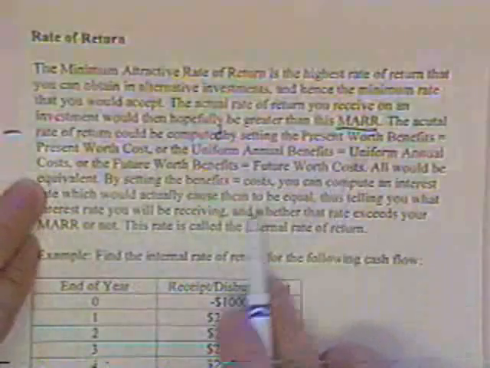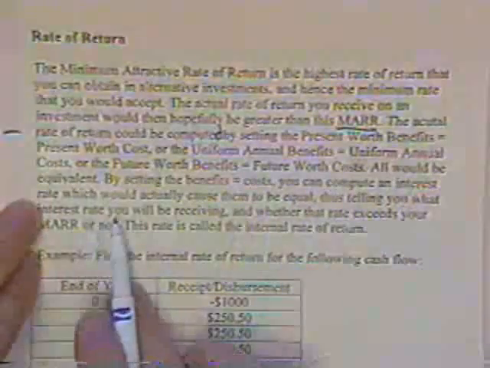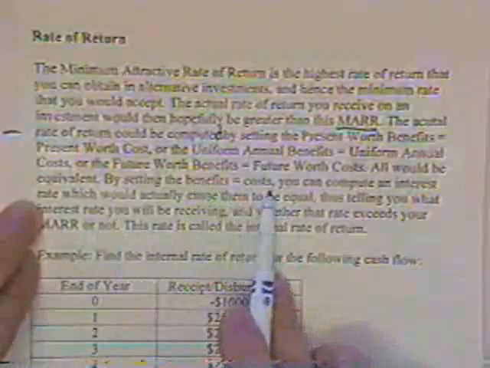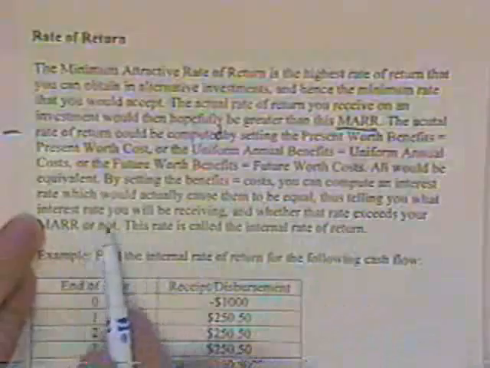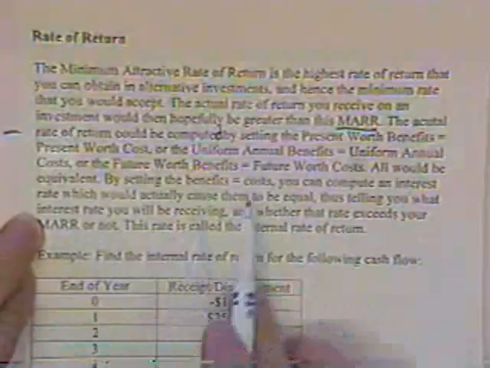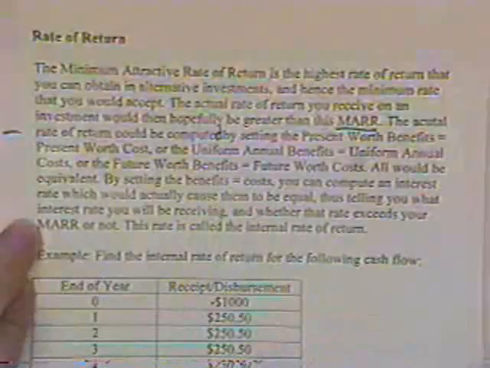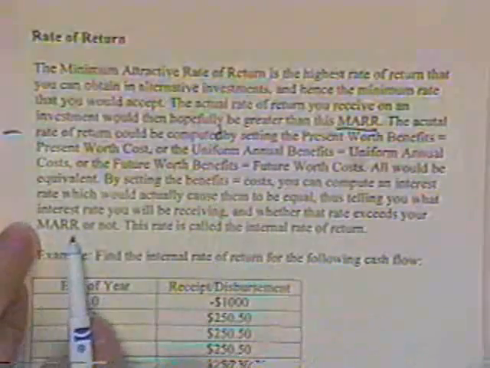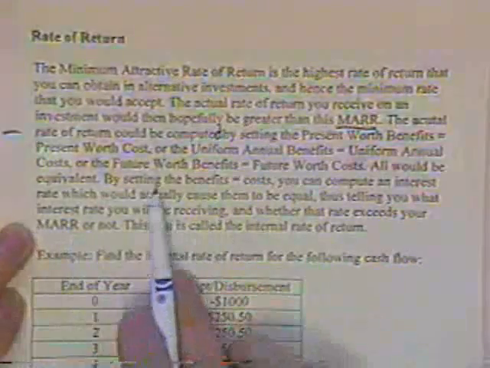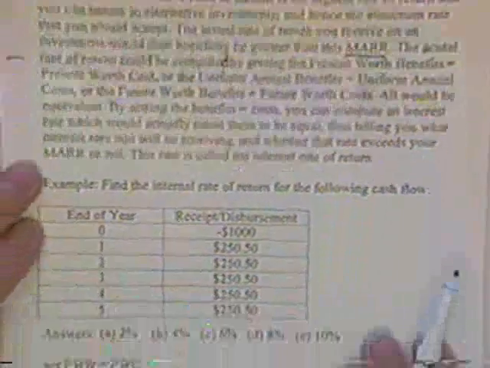Any of these you could do, but basically you set the benefits equal to the costs, and from that you compute an interest rate which would actually cause your benefits to equal your costs. And that tells you basically what interest rate, or what rate of return, you are receiving on the benefits of this investment with respect to its costs. If that number does not exceed your MARR, then you probably won't accept that investment. Now the rate of return that you calculate from this is called the internal rate of return.